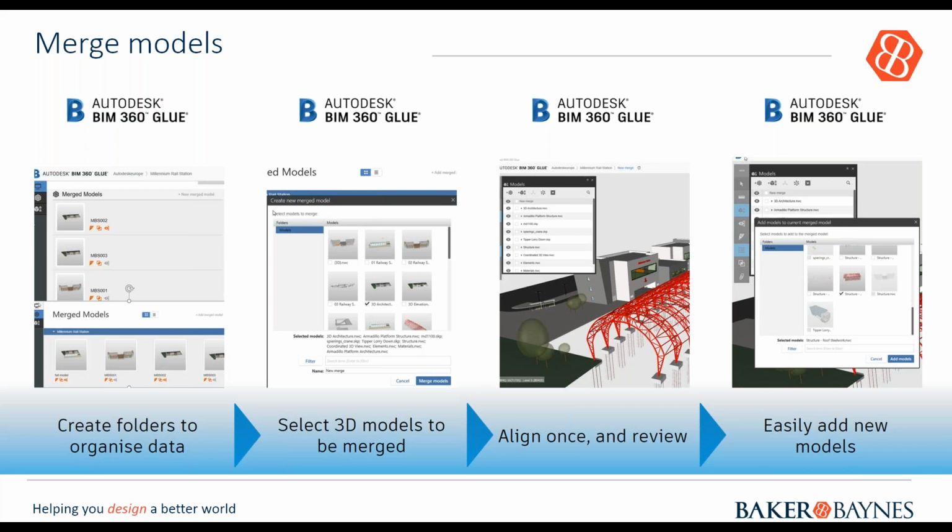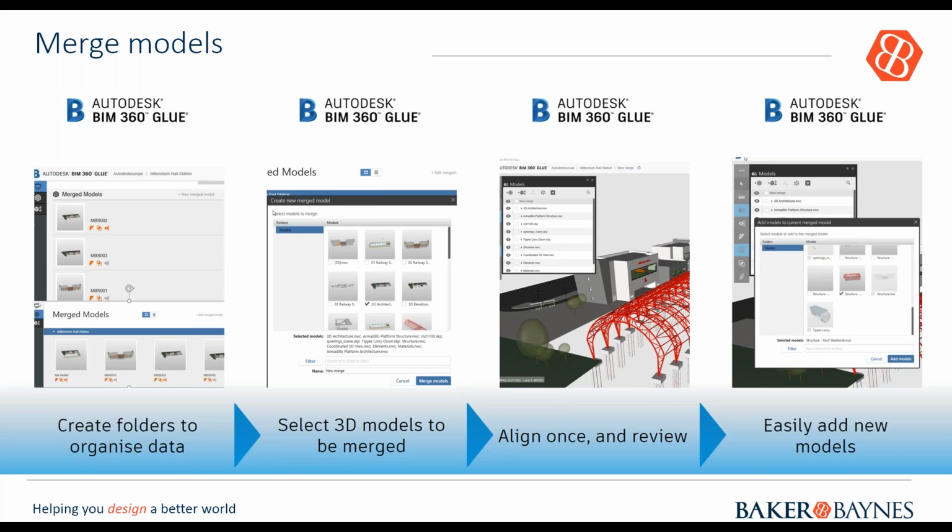We create folders in BIM 360, now called Coordinate. We have a whole bunch of 3D models in there that we can select to be merged. Once aligned and reviewed, we can easily add new models thereafter. What's important is that these models being taken into BIM 360 Glue and Navisworks need to have the same coordinate system. Otherwise, you're going to struggle a little bit.